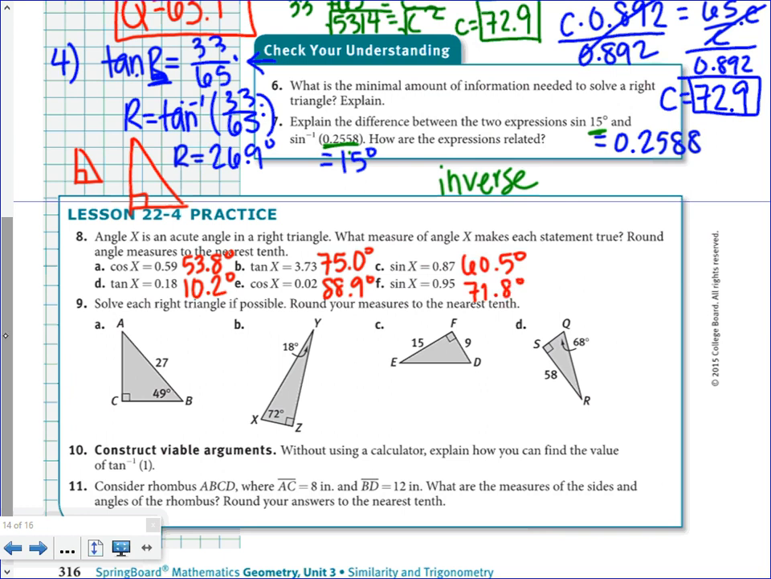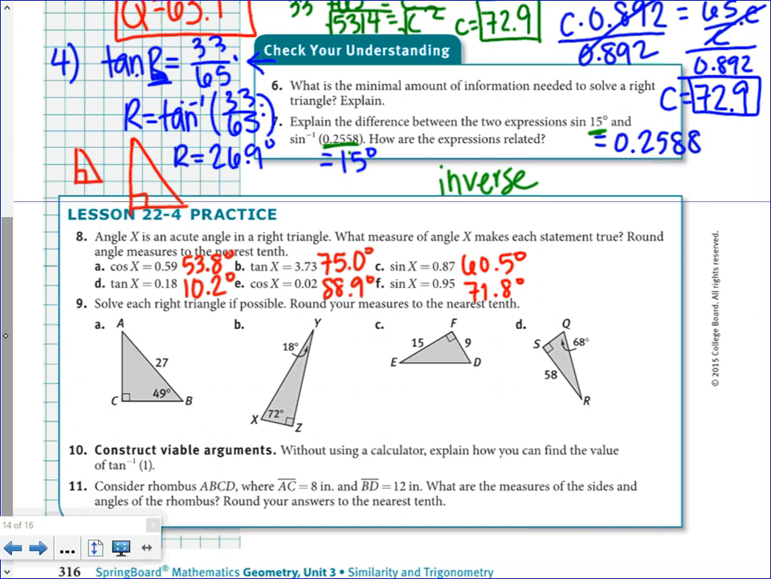If you're getting a domain error, that probably means you forgot to hit second before you did your sine, cosine, or tangent. You need to make sure that you hit second and then sine so that you have the little -1, the little inverse part of it.